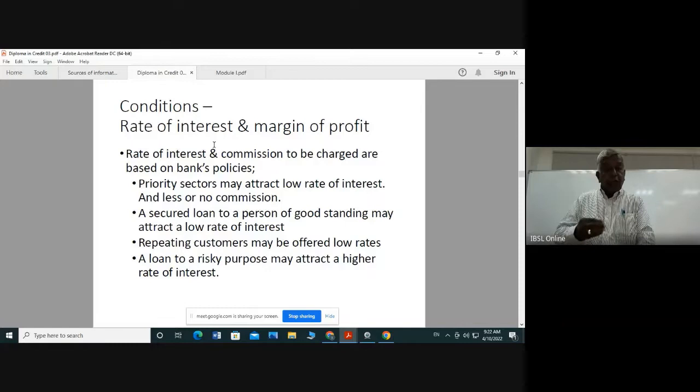Then, a secured loan to a person of good standing may attract a low rate of interest. A secured loan for a good, credit-worthy customer, the bank may offer a lesser interest rate. In the case of corporate customers, they negotiate with the bank for the interest rates. They negotiate, and depending on the customer's creditworthiness, the bank may offer a lesser interest rate. A secured loan to a person of good standing may attract a low rate of interest.